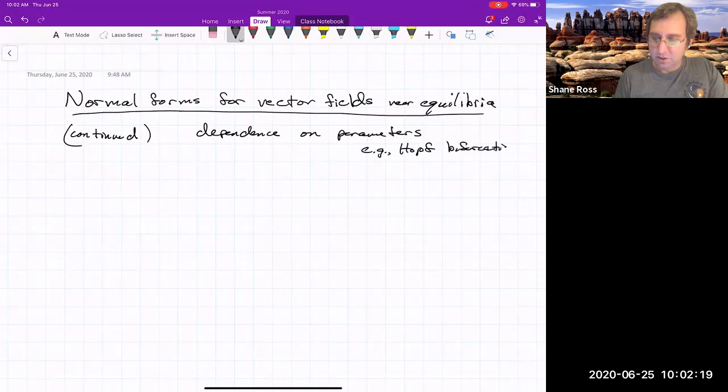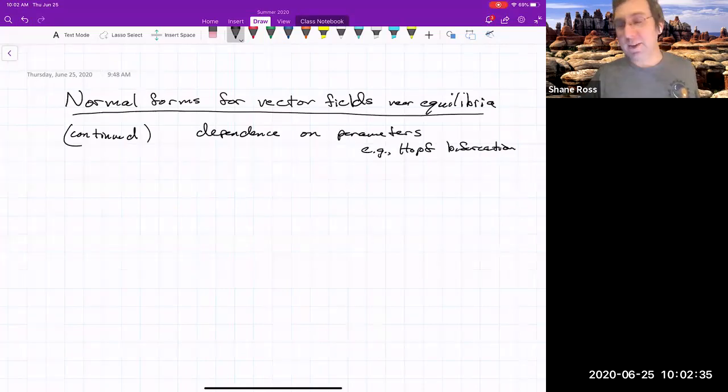This is the bifurcation where if you have a complex conjugate pair of eigenvalues and it crosses the imaginary axis, either from left to right or right to left, you can get a periodic orbit showing up. So a periodic orbit is born from an equilibrium point.